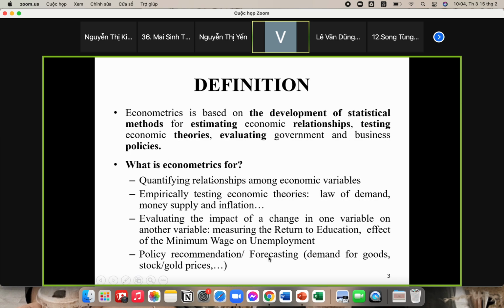And what is econometrics for? In other words, we use econometric models when we want to quantify the relationship among economic variables, or when we want to test economic theory. For example, when you study subjects like macroeconomics, microeconomics, and other subjects, we study many theories in those subjects, and you want to test these theories in real life with real-life data. We want to see if that theory can stand in real life or not. So what you have to do is collect the data, and then use the econometric model to analyze the data. That means we use the econometric model to test economic theories.